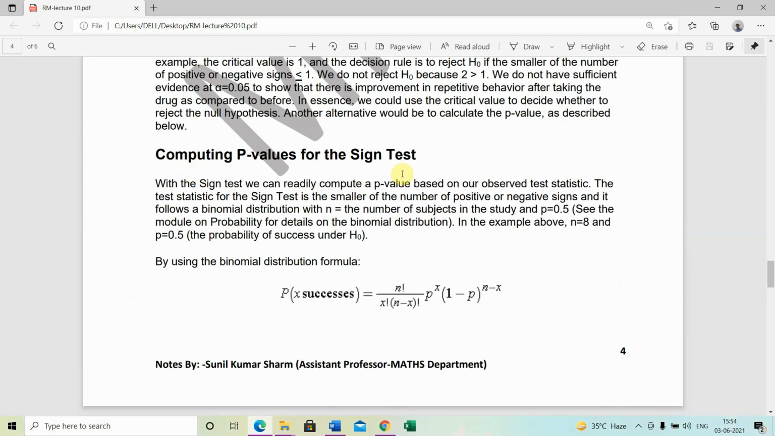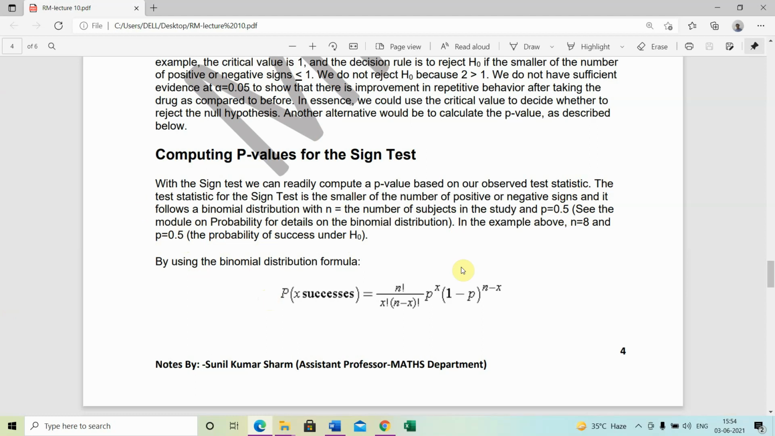Computing the p-value for the sign test. With the sign test, we can readily compute the p-value based on our observed test statistic. The test statistic for the sign test is the smaller of the number of positive or negative signs, and it follows the binomial distribution with n equal to the number of subjects in the study and p equal to 0.5. See the module on probability for details of the binomial distribution. In this example above, n equals 8 and p equals 0.5, the probability of success under H0.